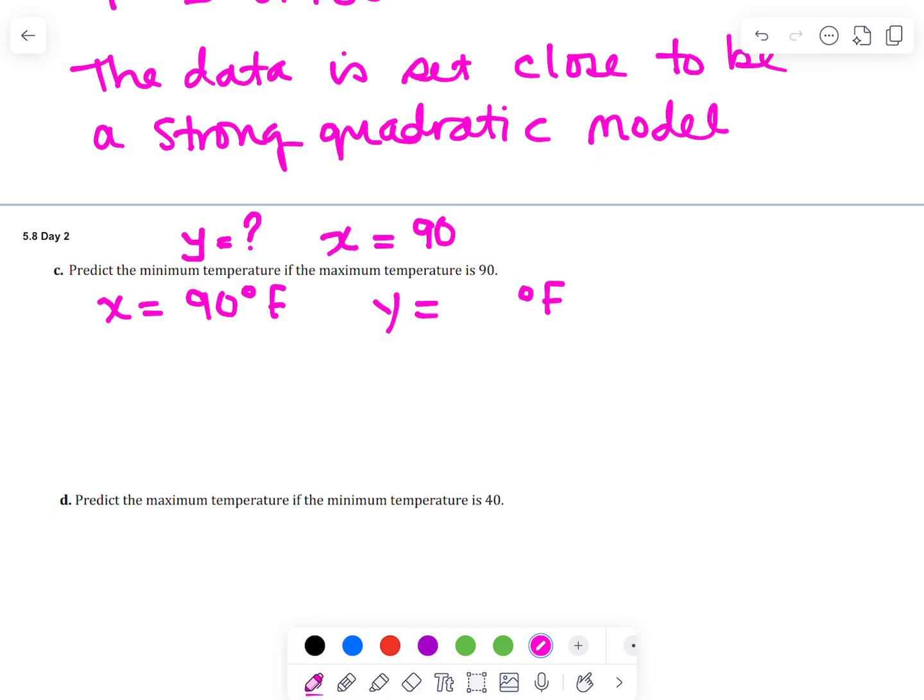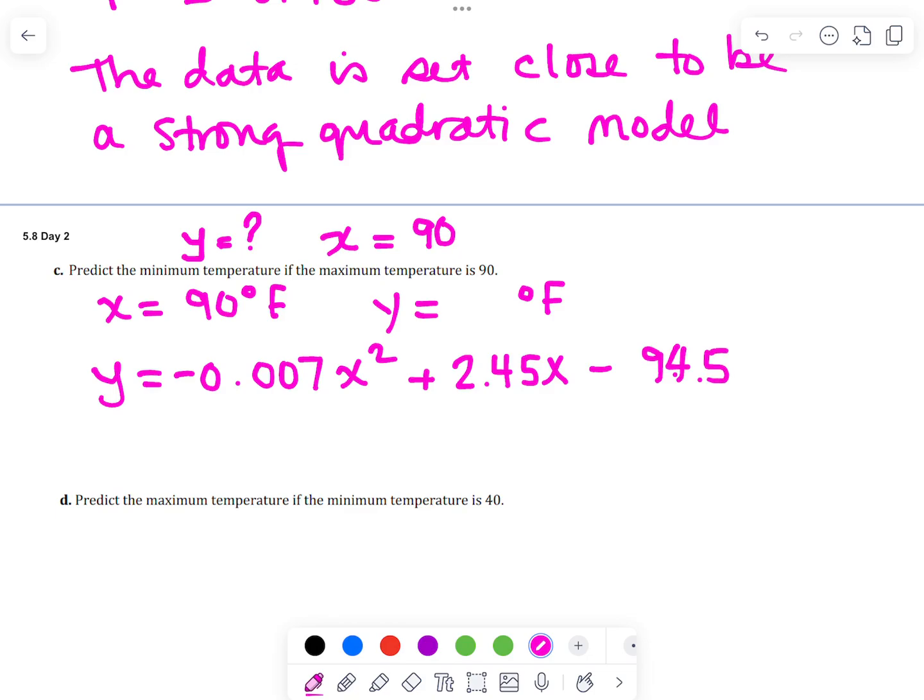We would either use our table of values and find that, or we could use our function. So again, I'm writing down that function: negative 0.007x squared plus 2.45x minus 94.5. And we can substitute that 90 right in for x. It goes right into here, and right into there, to find y.